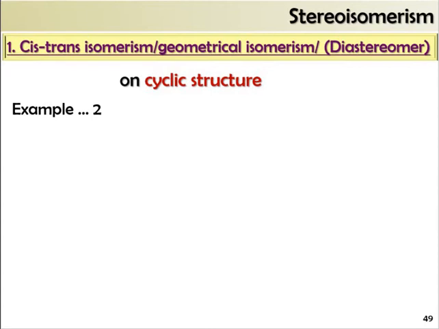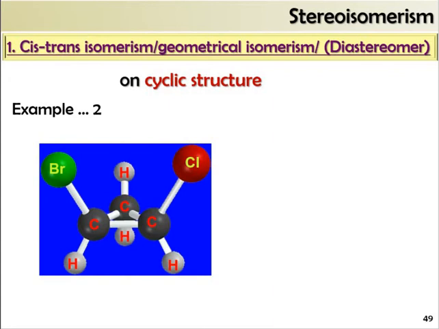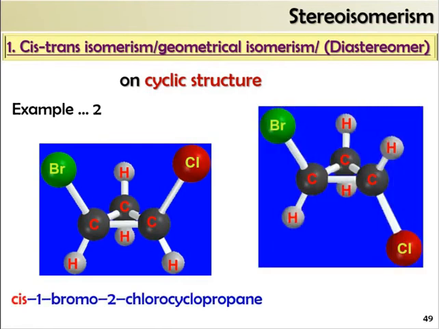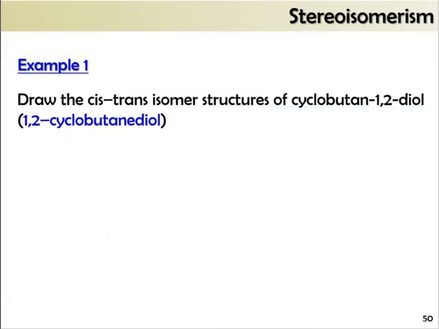And then example 2. Alright, so for example 2, for this structure, we can look at it in 3D form. You can see it in 3D. The media shows it in 3D. Okay, cis and trans. Alright. Example: draw the cis-trans isomer structures of cyclobutane 1,2-diol, or another name, 1,2-cyclobutane diol.